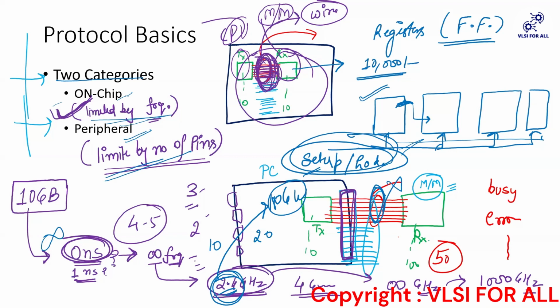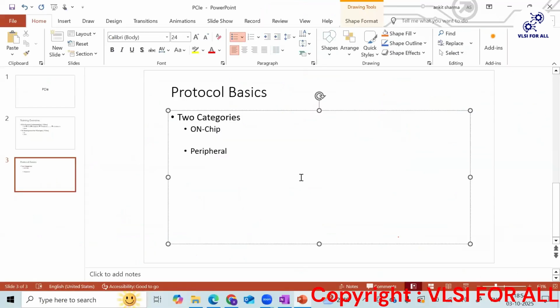Okay, so how can we conclude here? We have two categories. One is on-chip protocol, and one is peripheral protocol. On-chip protocols, such as AHB, AXI, and PCI, are limited by the frequency of operation.